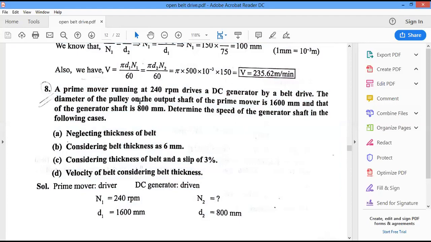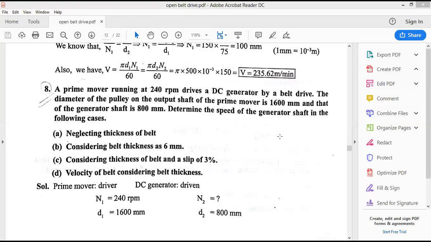The diameter of the pulley on the output shaft of the prime mover is 1600 mm, and that of the generator shaft is 800 mm. So this is the pulley of the prime mover, the one which drives the DC generator, and this is the diameter of the pulley or the shaft at the generator end.